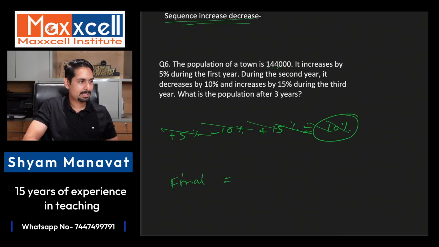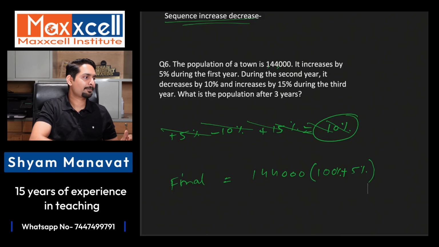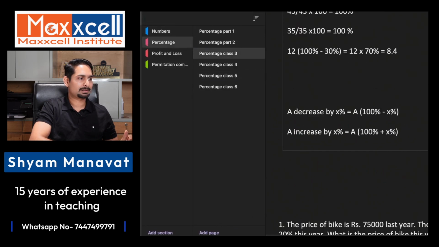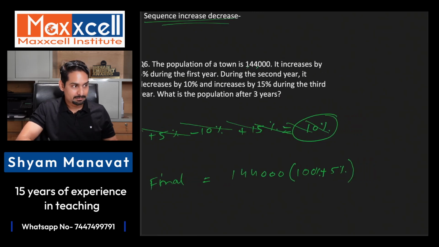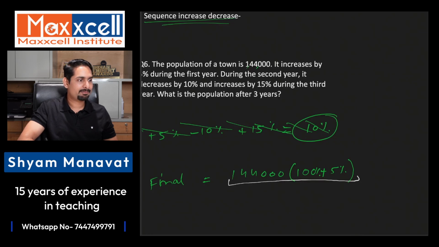See how it is. 1,44,000 increases by 5%. So if a value increases by a percentage, what do you do? You multiply that by 100 plus that percent increase. Okay, this is what we have seen in which lecture? Third lecture, this one. Second year decreases by 10%. So again this value which you are getting here, ये value जो आपको मिला है ना, ये final value, this is again decreasing by 10%.